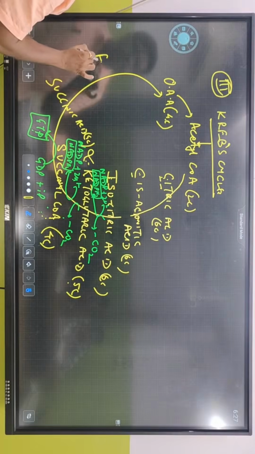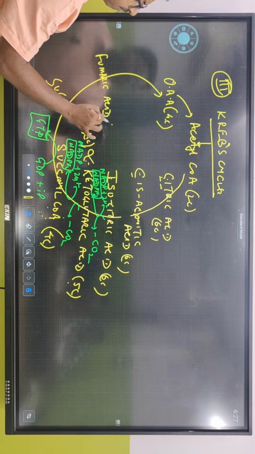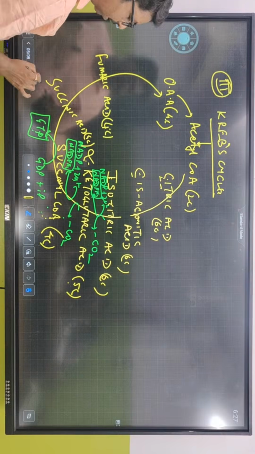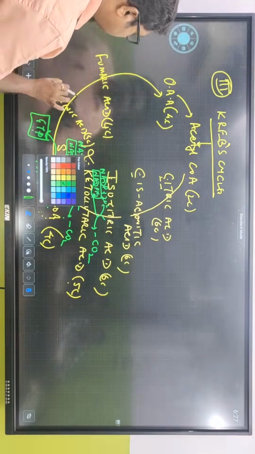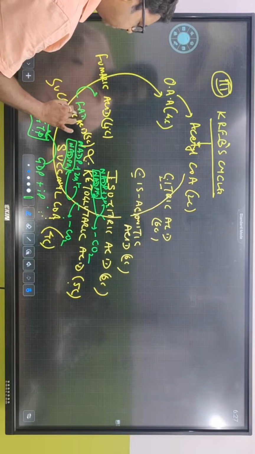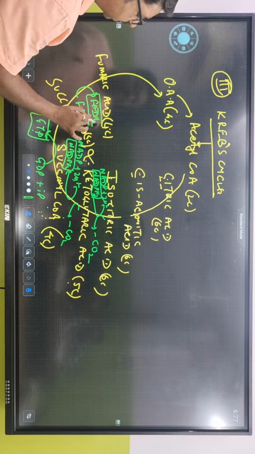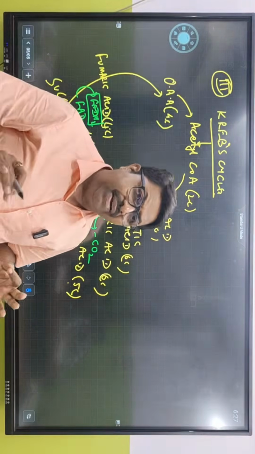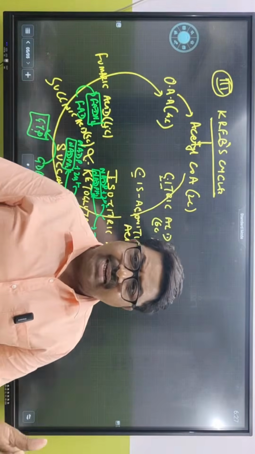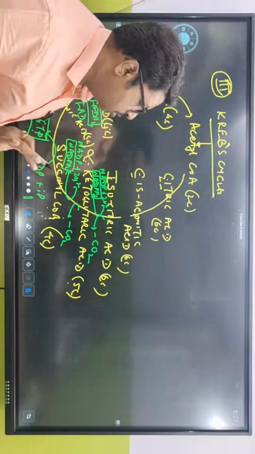Succinic acid is going to change into what? Fumaric acid, and fumaric acid is again a 4 carbon compound. What happens from succinic acid to fumaric acid? Again, one FAD is being reduced to give rise to FADH2. Clear? And normally we know FADH2 is also a form of energy. When it gets inside the ETS, it gives you how many ATP? 2 ATP. It gives you 2 ATP.